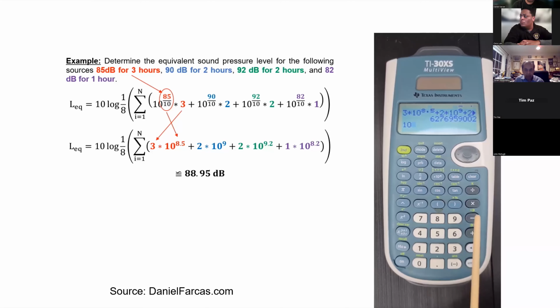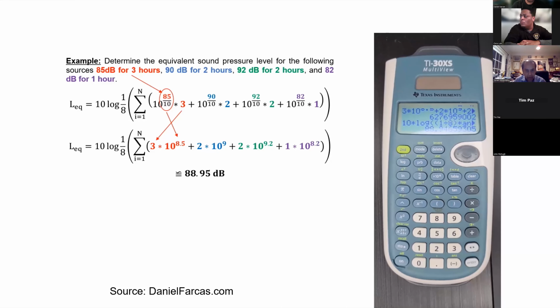Now we have 10 times logarithm, open parenthesis again, 1 divided by 8, close parenthesis, and it's 8 because it's 8 hours total, times our answer, close parenthesis, approximately 88.95. All right. So let's go to the next one.